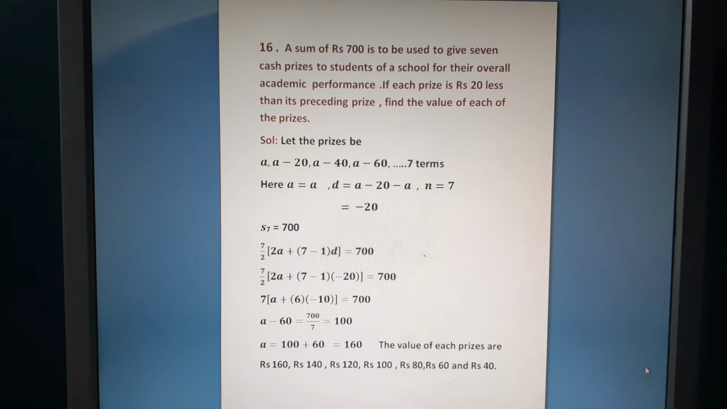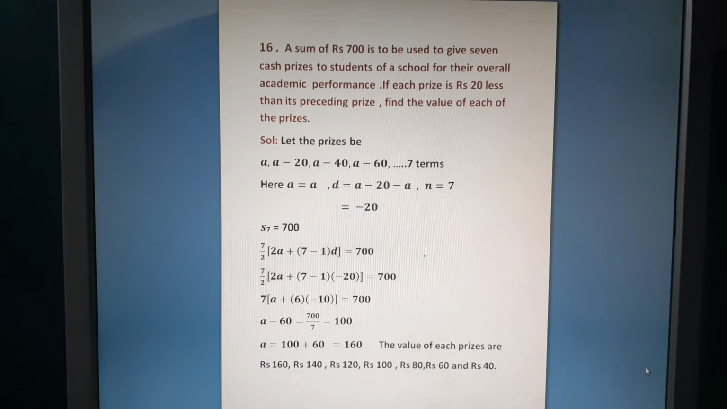In S7, n is 7. Sn is equal to n by 2 into 2a plus n minus 1 into d. This formula you already know very well. Now apply the values in this. We get 7 by 2 into 2a plus 7 minus 1 into d, that is equal to 700. 7 by 2 into 2a plus 7 minus 1 into minus 20 is equal to 700.